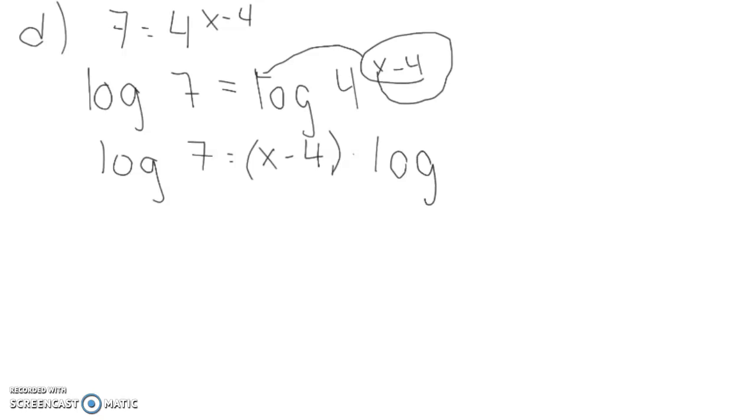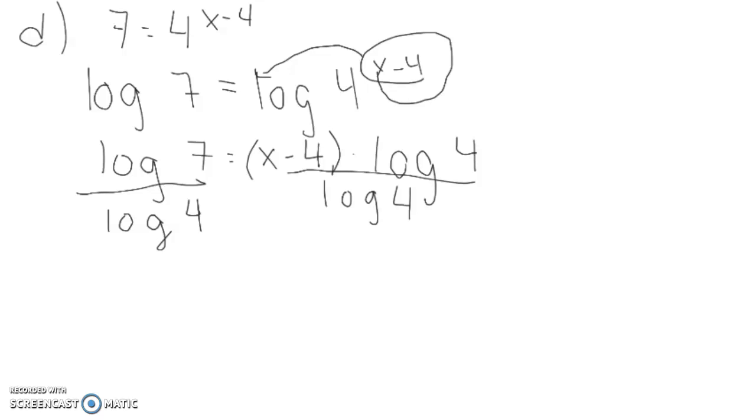Log of 4. Okay, now to get this by itself, because we want to eventually get x by itself, to get this whole x minus 4 by itself, because it's all being multiplied, divide both sides by log of 4. Okay, and then the log of 4 on the right side cancels, because log of 4 divided by log of 4 is just 1. So you're left with x minus 4 equals log of 7 over log of 4.